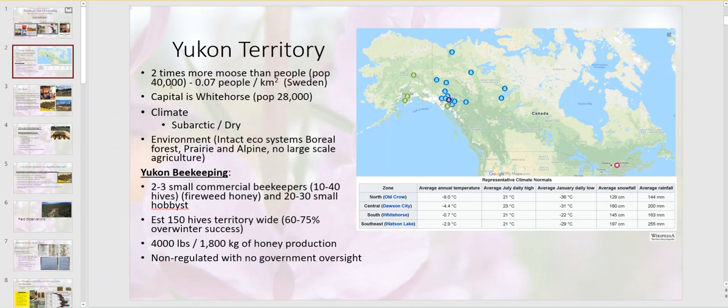Yukon, 40,000 people, I guess more moose than people. Subarctic climate. We've got mixed boreal, prairie, alpine, subalpine type environments. No agriculture, very few beekeepers, and we're actually non-regulated, so it's up to us to self-regulate and manage how we beekeep up here.